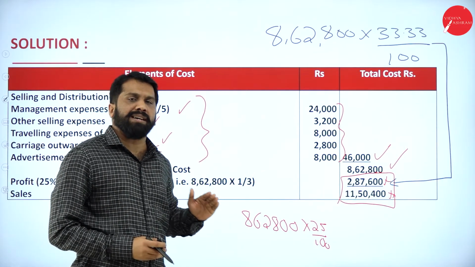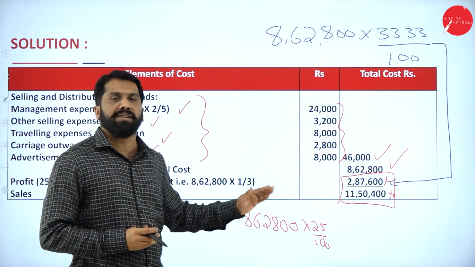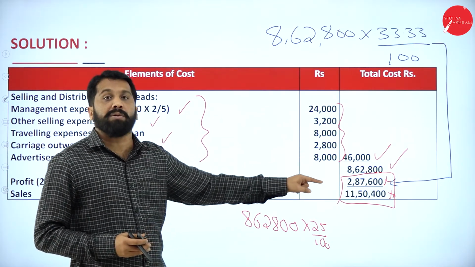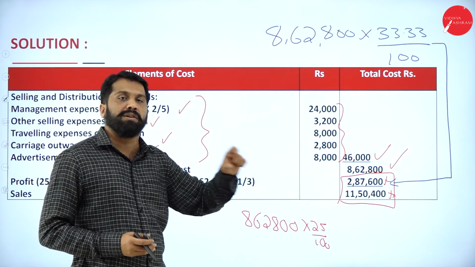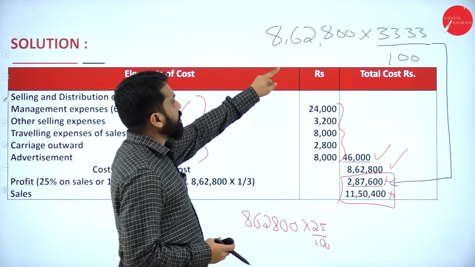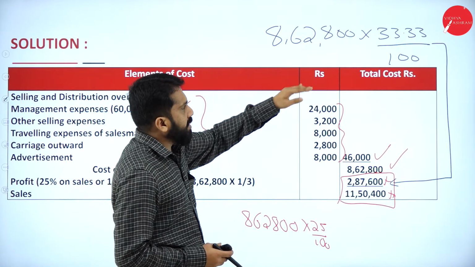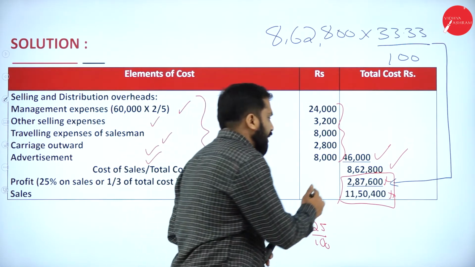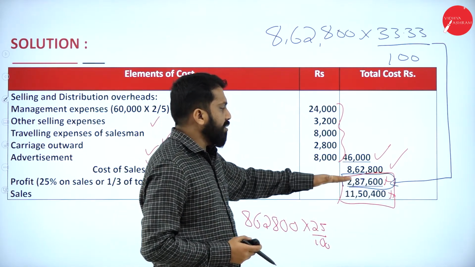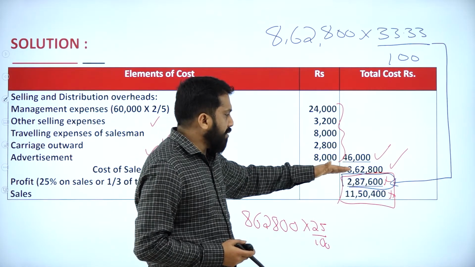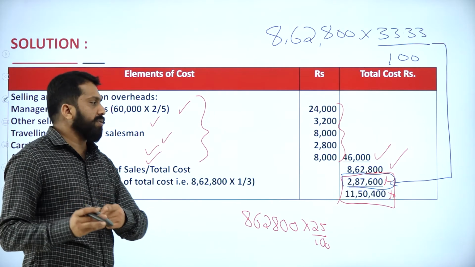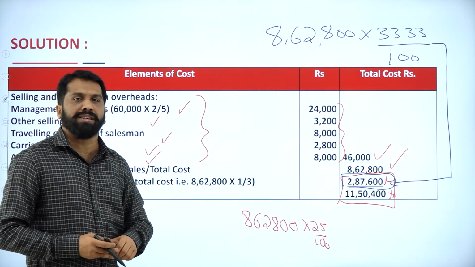This is the maximum adjustment you may expect in your examination. Up to this, no changes, but only at the time of profit we have to do a small working note on that. So if you do 8,62,800 into 33.33 divided by 100, you will get 2,87,600. You know the cost, you found out the profit, add both, you will get your total sales. Hope you understood. This is all about your cost sheet problem.